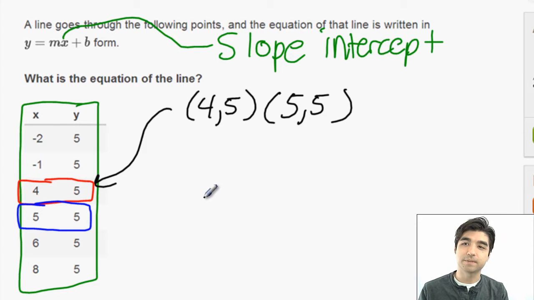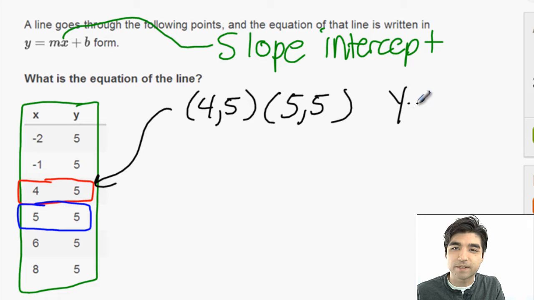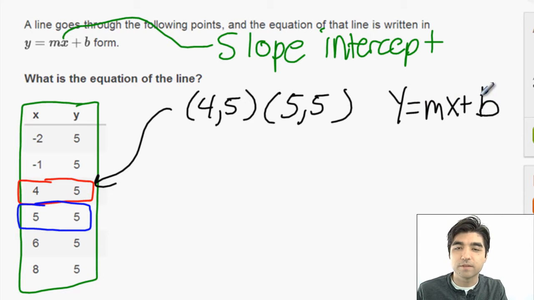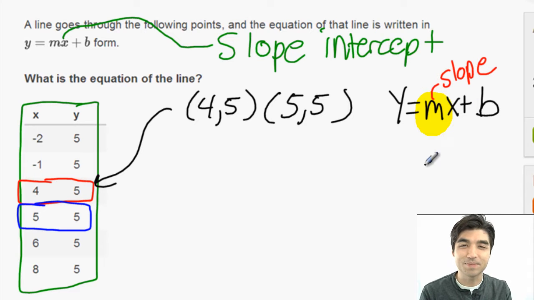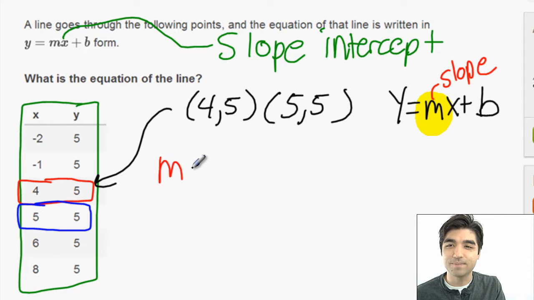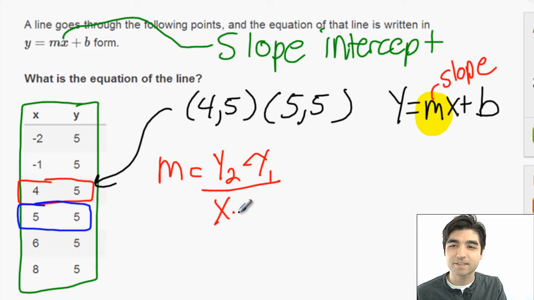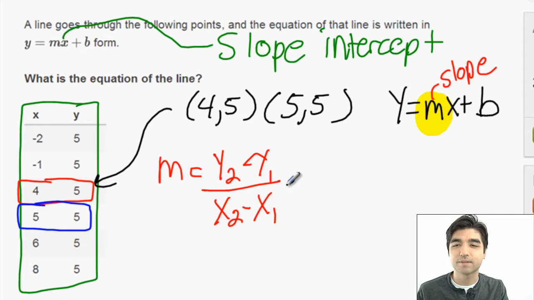Okay, so first step is, let me write our y equals mx plus b. The first step that I would do is find the m. And you know the m is the slope. And in order to find the slope, you have to use this equation of m equals y2 minus y1 over x2 minus x1. Hopefully you are comfortable with that equation by now.